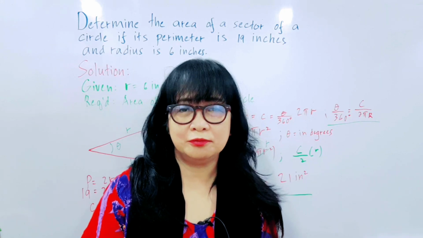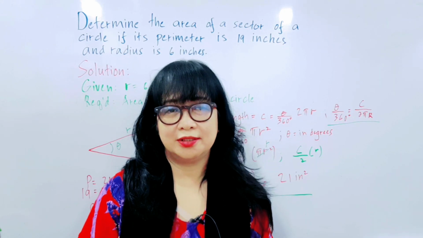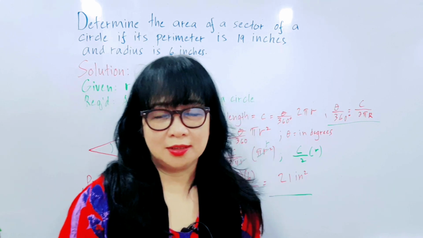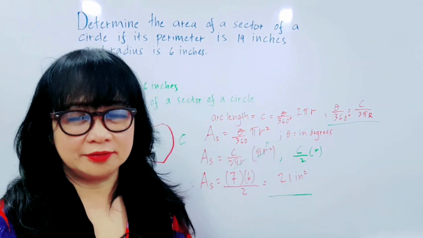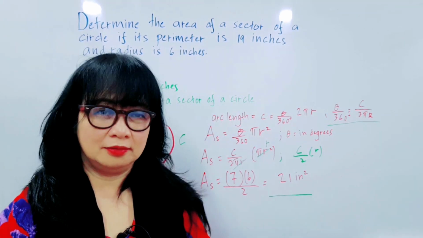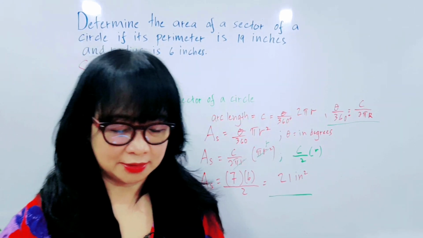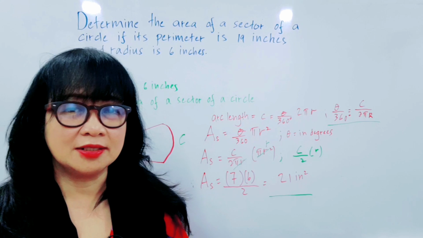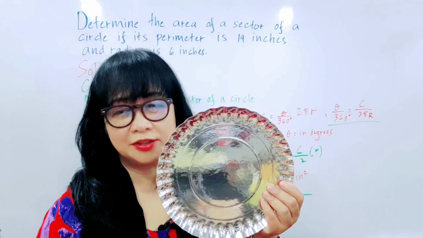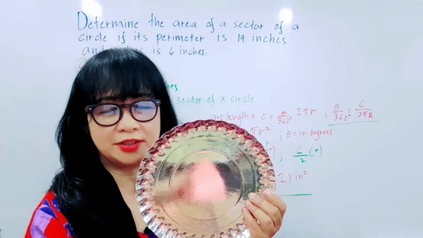And in this video, we will solve two easy problems. It is about the sector of a circle. Now, sector of a circle means, for example, this is a circle, circular shape. This is a plate but in a circular shape.